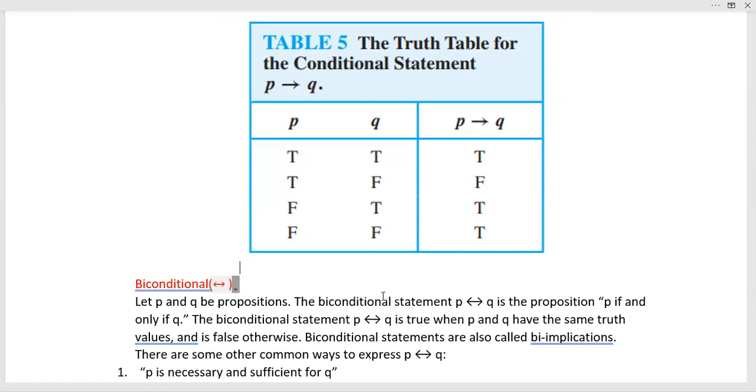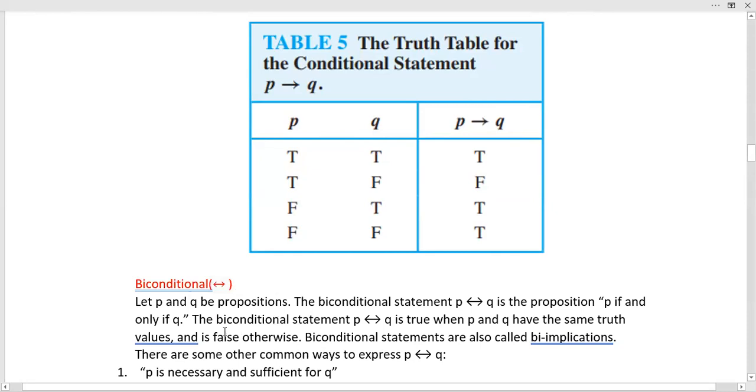But in the previous statement, the conditional, there is only one side direction from left to right. If P happens, then Q happens, but the reverse is not there. Here there is a two side direction. So both side arrows are here. This is called the biconditional.